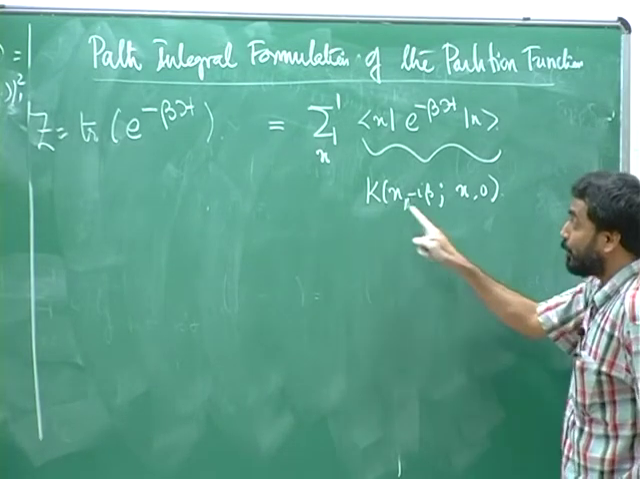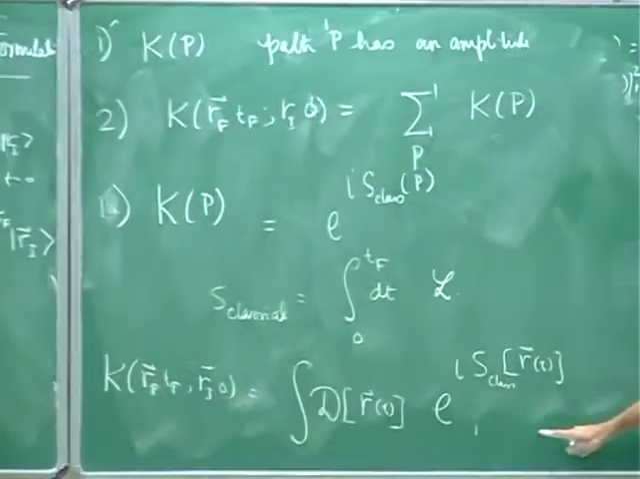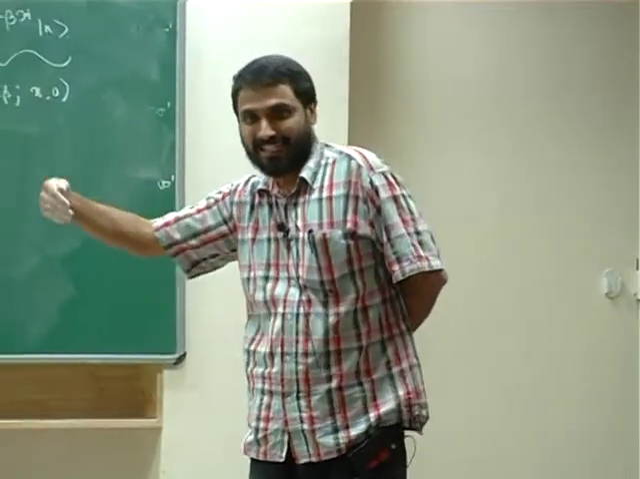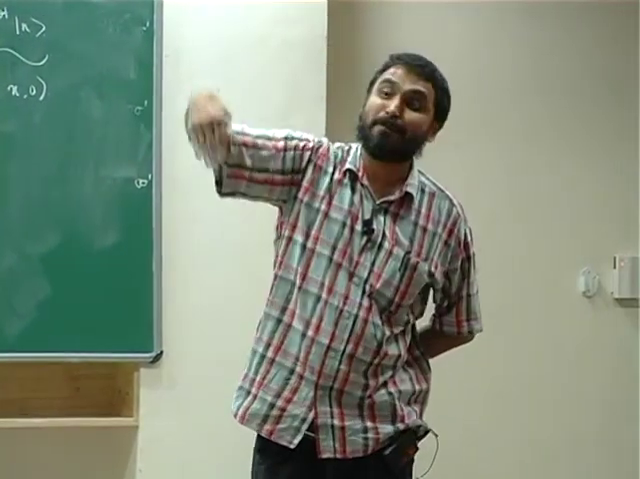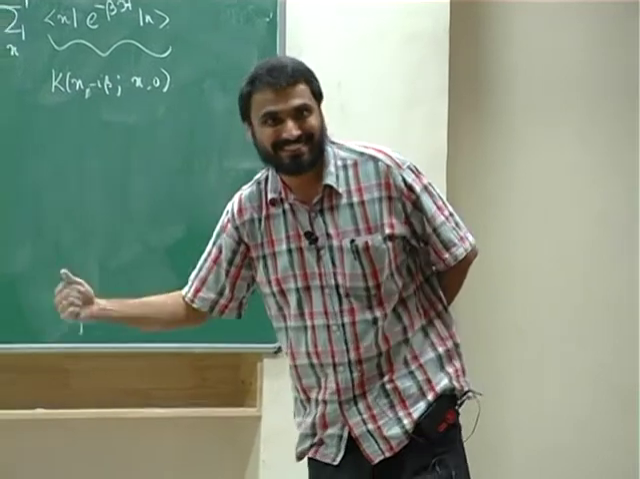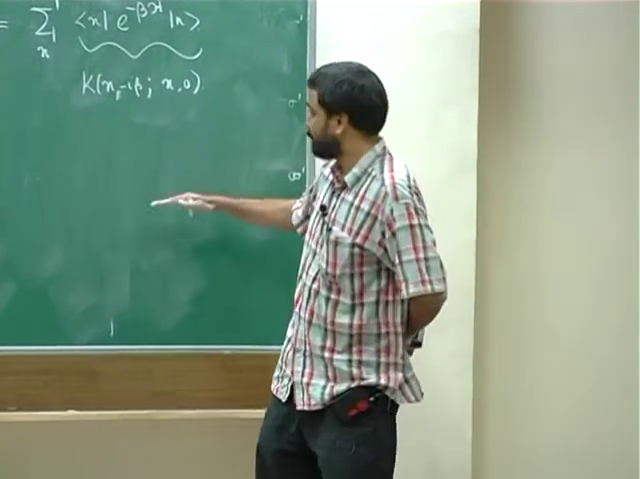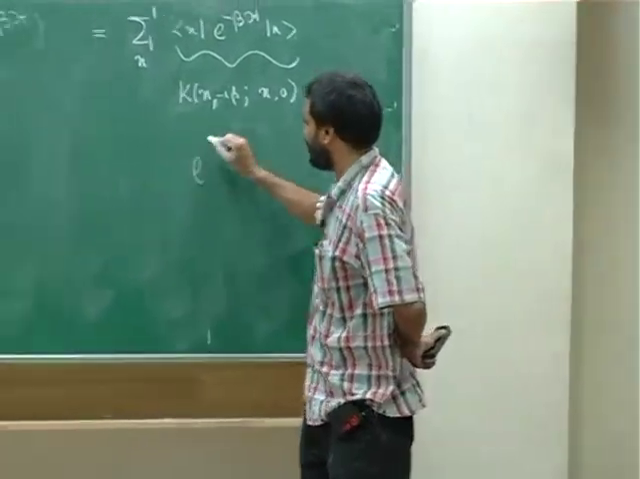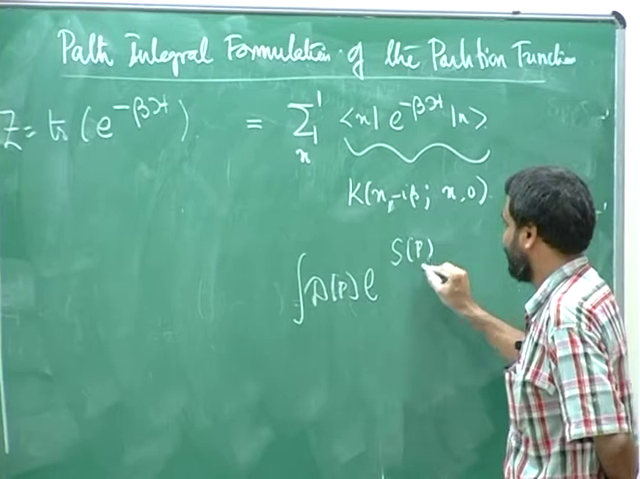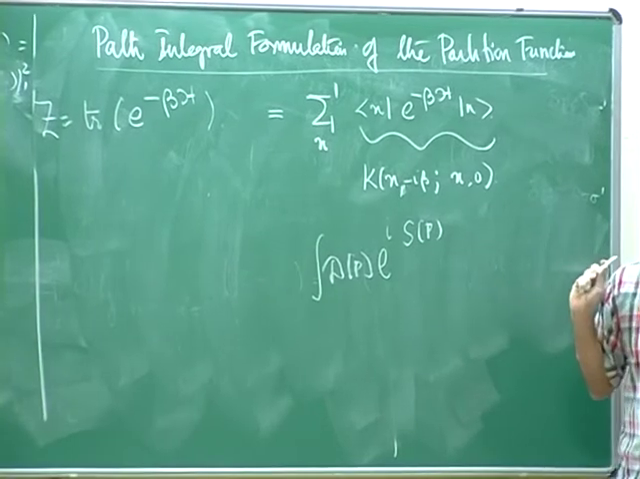So what would we like to do? We would like to write this as an integral over all paths starting at time t equal to 0 at state n, going to state n again in imaginary time, and write it as the exponential of some classical action. Everybody understands that? We want to write this as some path integral, e to the some classical action. I'll put an i here for now, but that will go away in a while. So this is what we want to write.